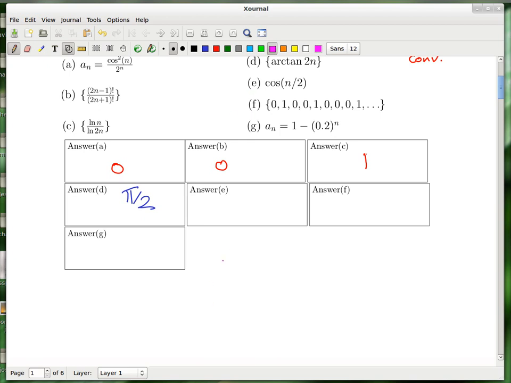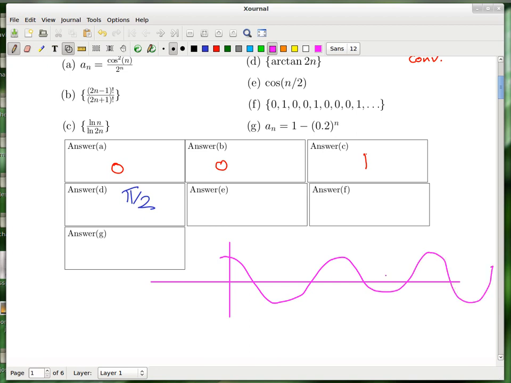But basically the reason is that you're going to be putting in integers and half integers into cosine, but those don't align anywhere nicely in cosine. What you're going to be getting is basically random numbers between positive 1 and minus 1, and they're not going to be settling down to anything. And so the answer to E is diverges. So finally we've got one that diverges.